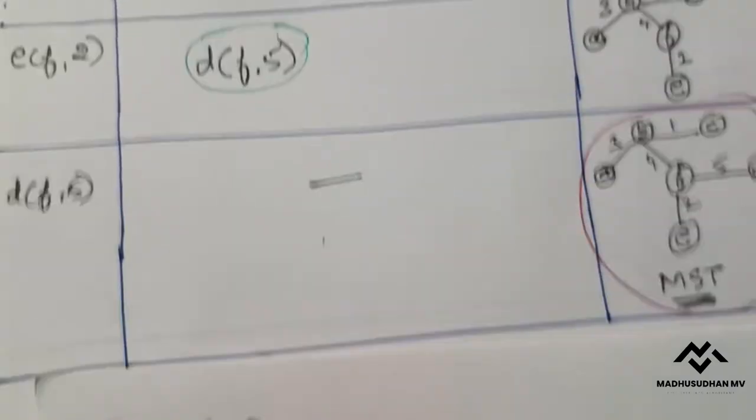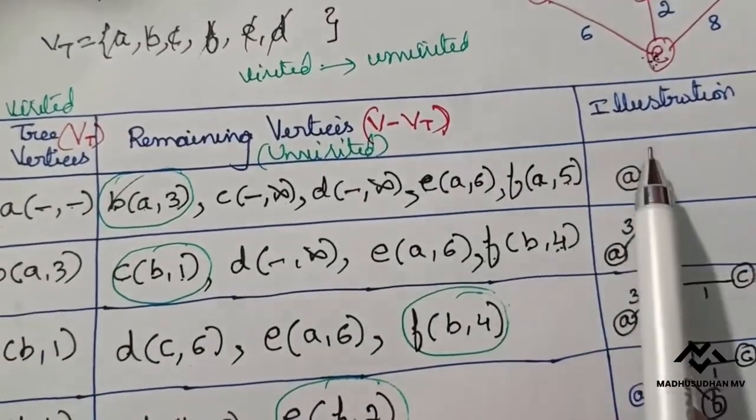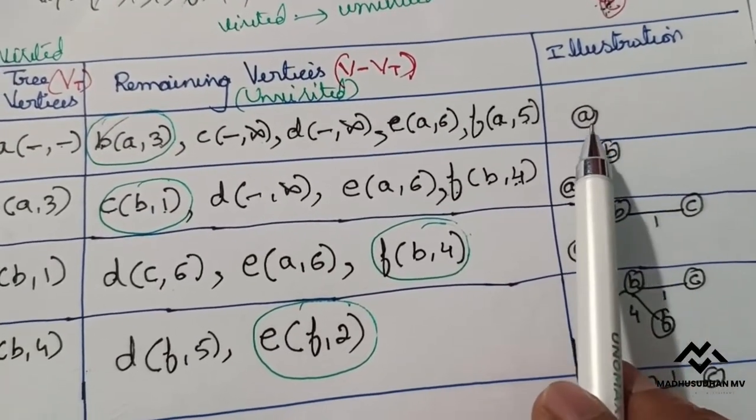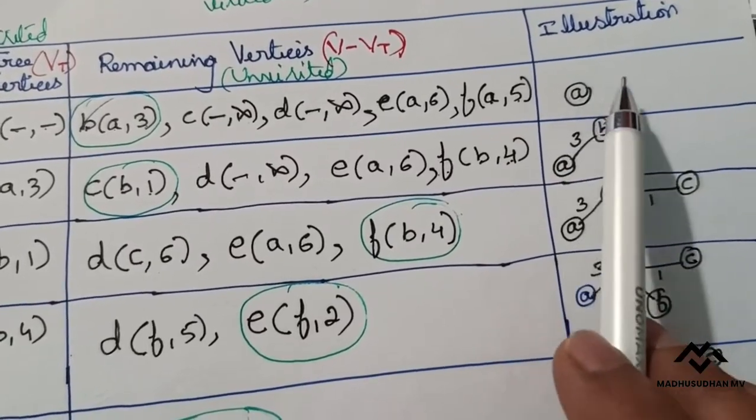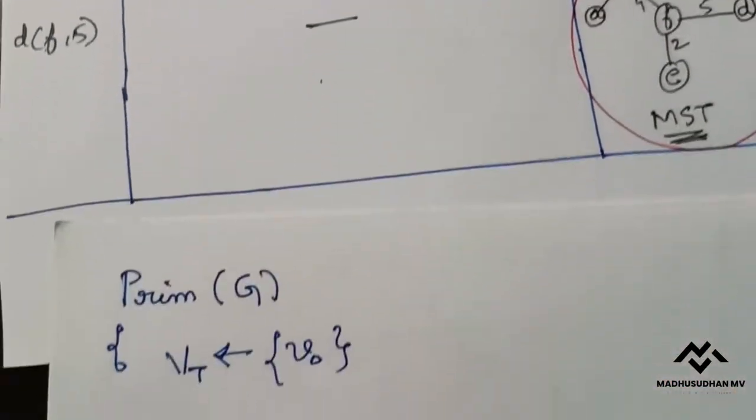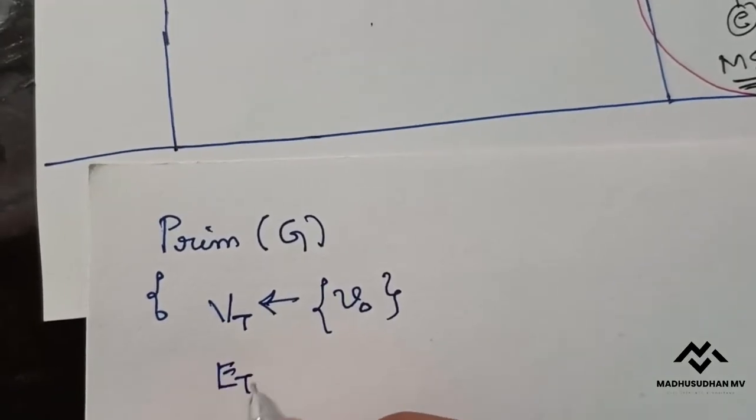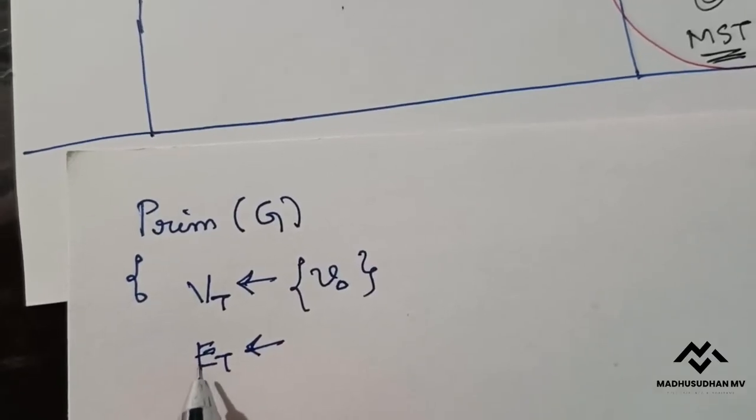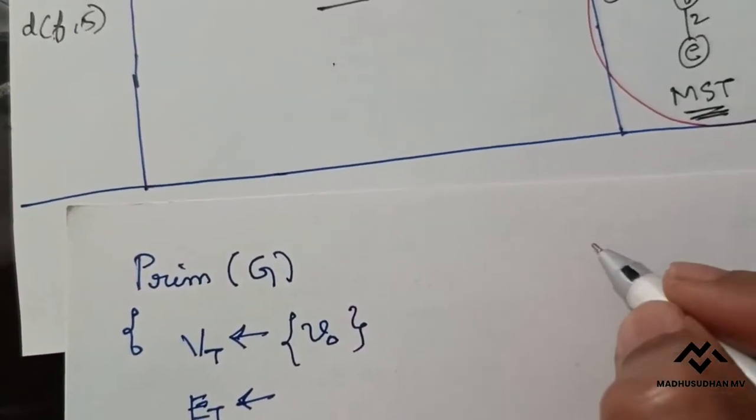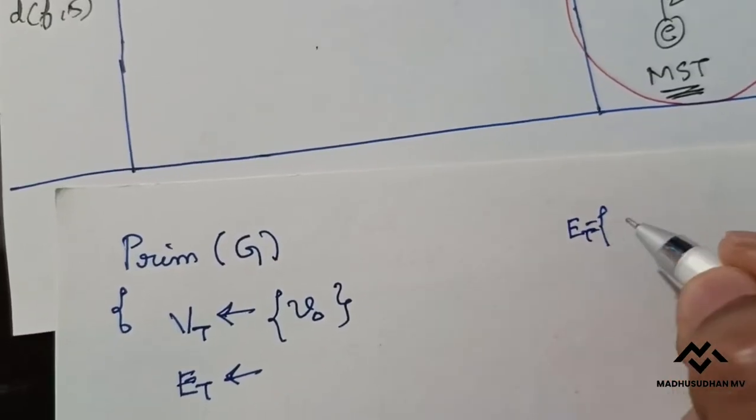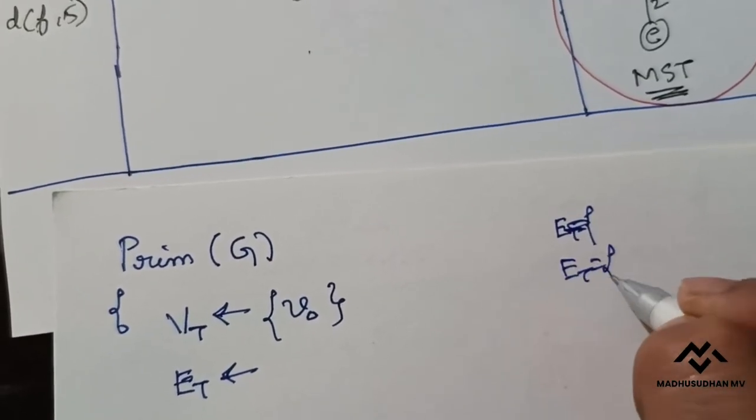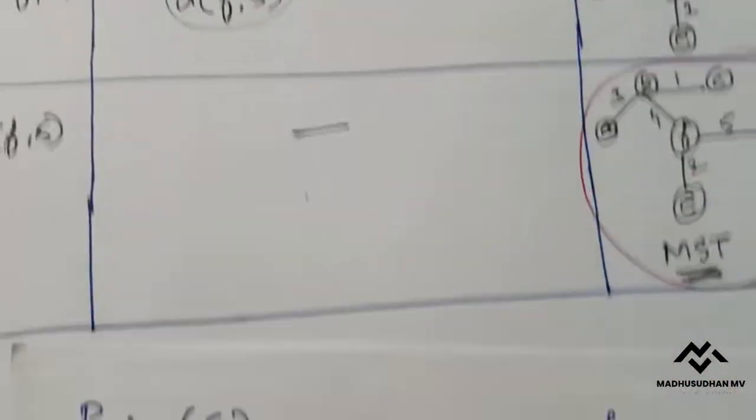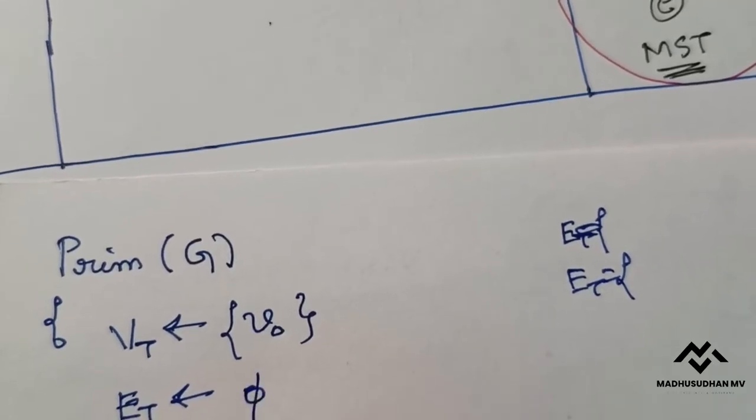Now, once I selected this vertex A, are there any edges formed? Because there is only one vertex, there is no edge. That means which edges are there in my current partial spanning tree? None. So I will take one more variable called ET. It indicates which edges are included in the tree. ET indicates the set of edges we have included right now in our spanning tree. Right now, in the first step, which edges? Null. So I will say it is null.